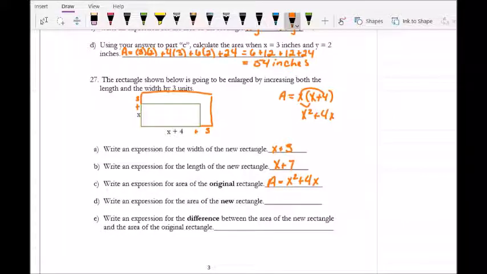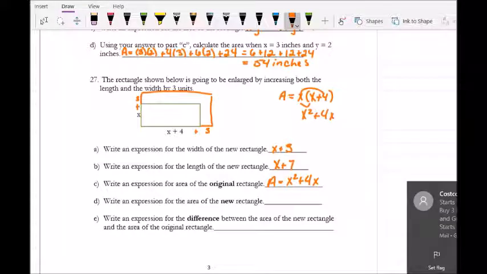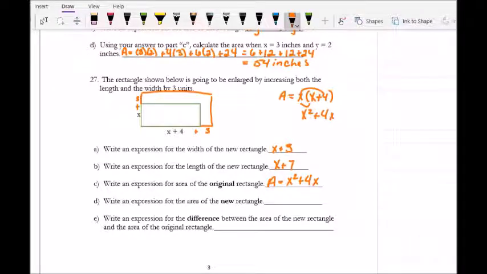Write an expression for the area of the new rectangle. Okay, so now the new width, I'm sorry about all these interruptions.